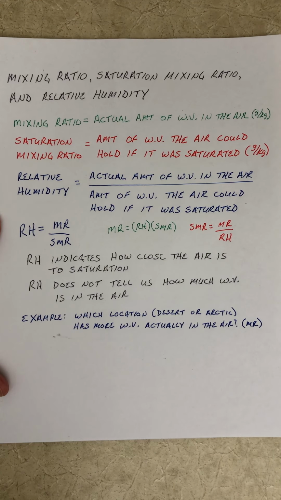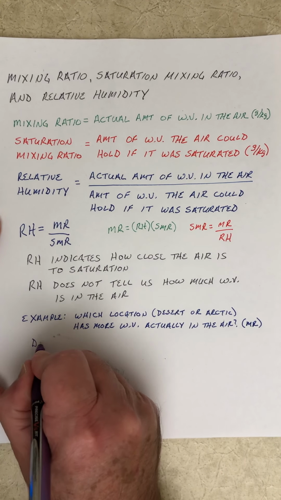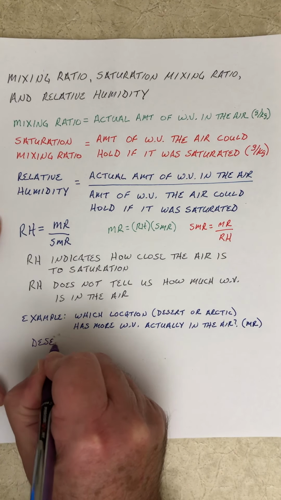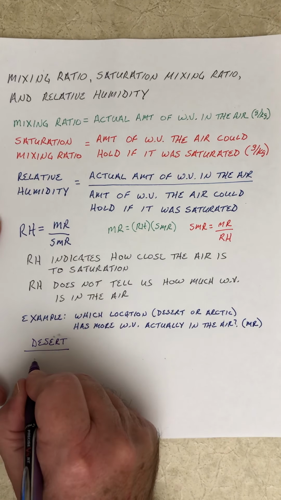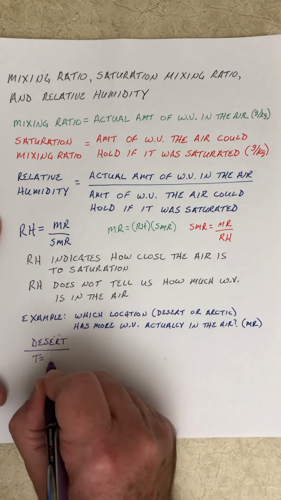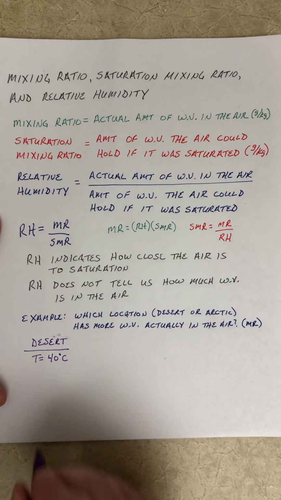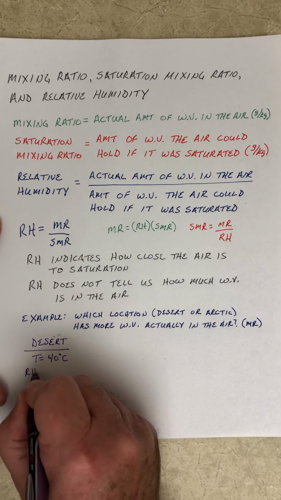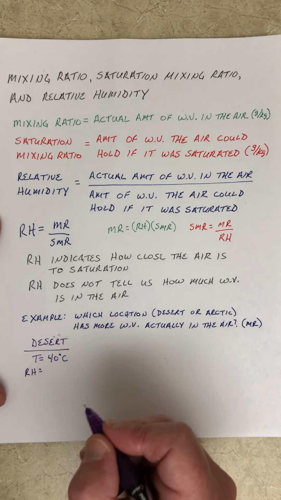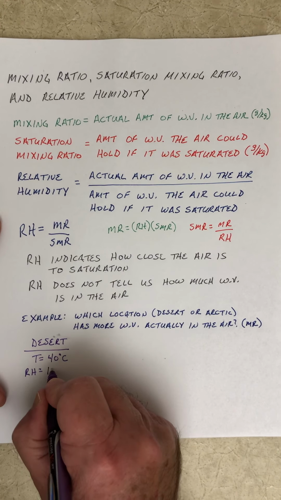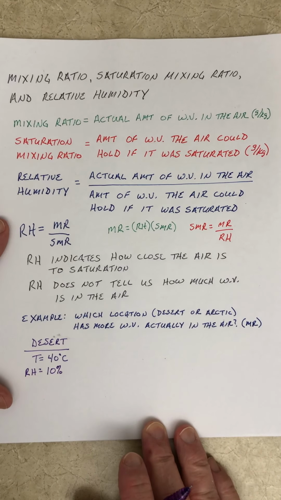Okay, so let's look at two locations. Our desert location, and for this example, let's say that the temperature in the desert is 40 degrees Celsius. And the relative humidity, as you would expect in a desert, is really low. So the relative humidity in our example here in the desert is only 10%.